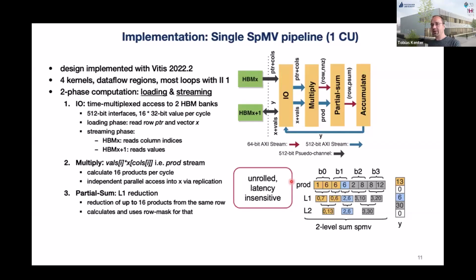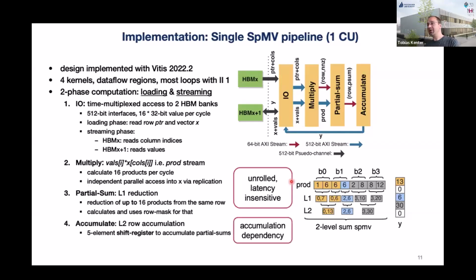And the last kernel, the accumulation, has this dependency. We always need to take the value from the new block and the last one and accumulate that. For this, we employ the shift register design pattern with depths of 5 elements to accumulate these partial sums. So that much about the single compute unit.